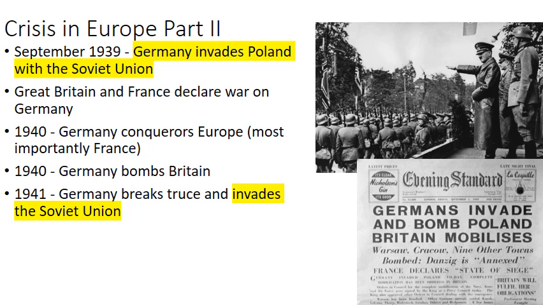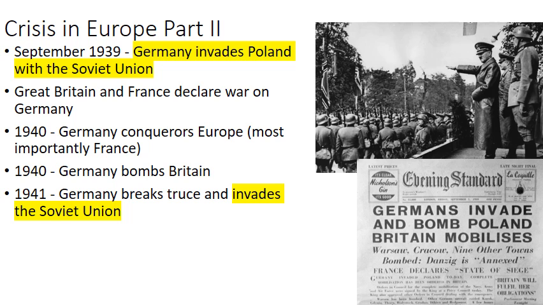Unfortunately, the former allies are unable to prevent these aggressive nations from invading their neighbors, and World War II officially begins in September 1939 when Germany invades Poland from Poland's western border, and the Soviet Union, through a secret agreement, invades Poland on its eastern border, and Poland is conquered and split between these two totalitarian states.